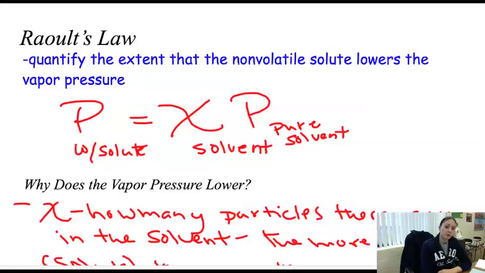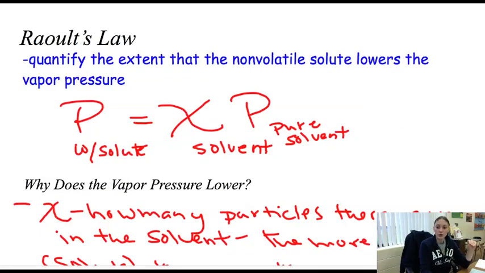We have what's called Raoult's law, and this quantifies the extent to which a non-volatile solute lowers my vapor pressure. And when we talk about lowering that vapor pressure, it's because, again, my solute is getting in the way and doesn't allow those solvent particles to evaporate. So by how much? Well, we have our pressure with the solute is going to be equal to our mole fraction, the mole fraction of my solvent, times the vapor pressure of my pure solvent.